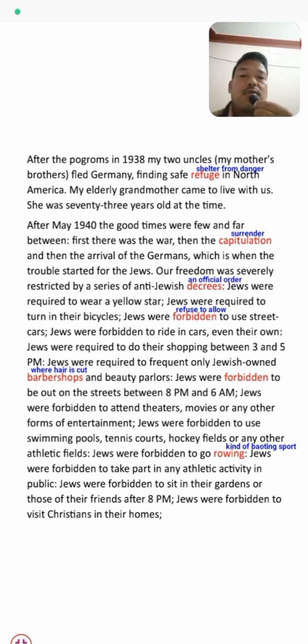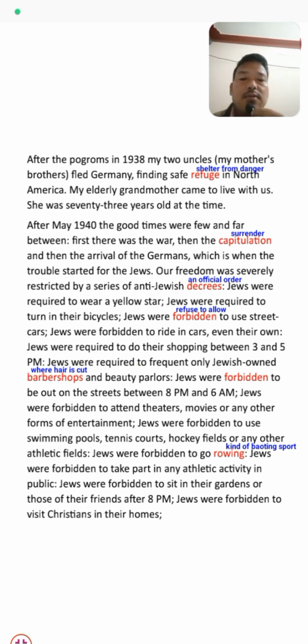Jews were required to wear a yellow star. Jews were required to turn in their bicycles. Yes, students, the Jewish people were required to wear a yellow star, and they were required to turn in their bicycles. They were also forbidden, refused permission, to use the streetcar. Students, they were not allowed to use the streetcar, and Jews were forbidden to ride in cars. Jews were required to do their shopping between 3 and 5 p.m. only. There was a time restriction also.